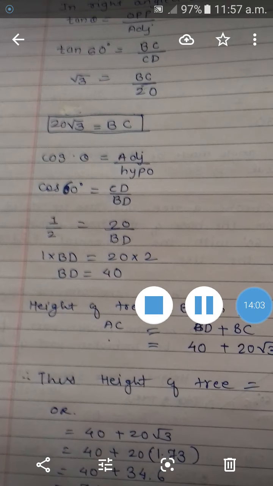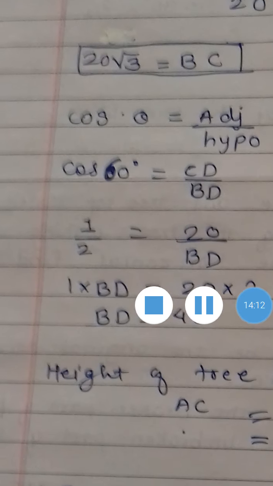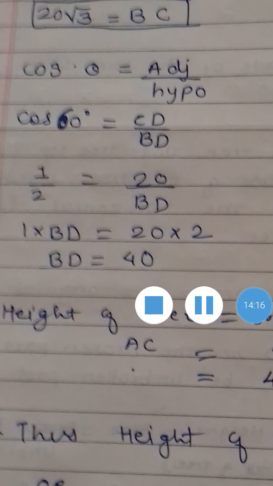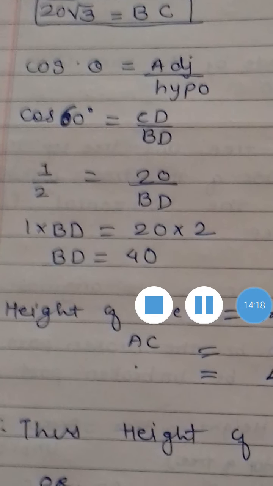So cos theta is what? Cos theta is equal to adjacent upon hypotenuse. The adjacent side is CD, the hypotenuse is BD. So cos 60 is 1 upon 2, and CD is 20, and BD we have to find out. So here we did the cross multiplication. So 1 into BD is equal to 20 into 2. The numerator becomes the denominator and the division becomes multiplication. So BD is equal to 40.